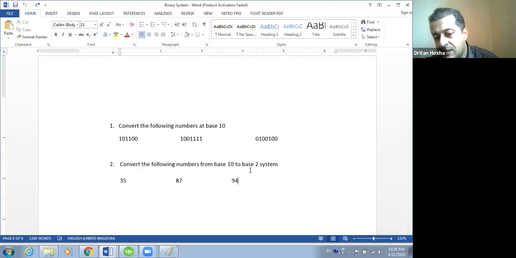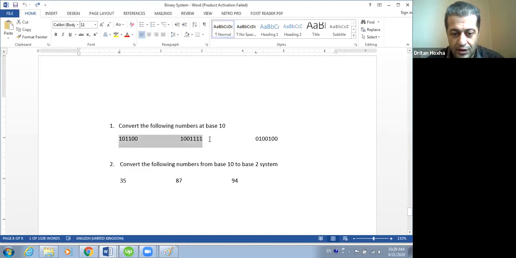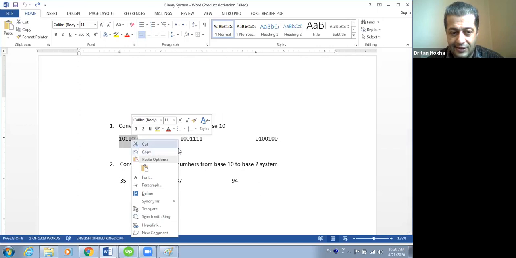In base 10, the decimal system, all the rules are the same, except that in the binary system we use only zeros and ones. I gave 6 exercises as homework to convert. The first 3 were converting the following numbers from base 2 to base 10. Let us do it together.